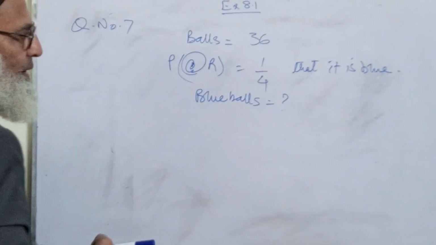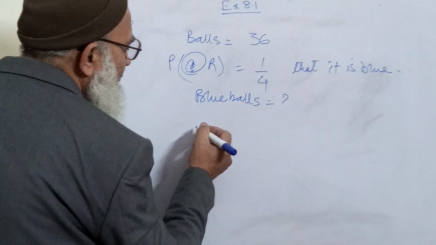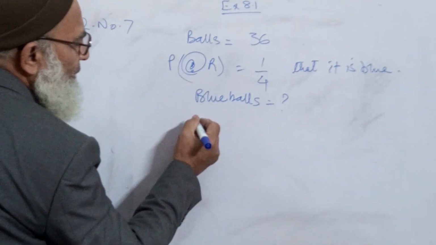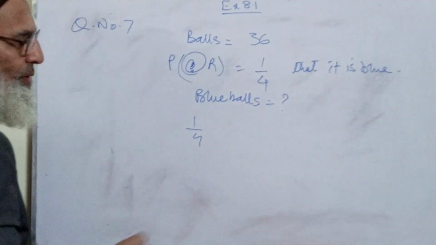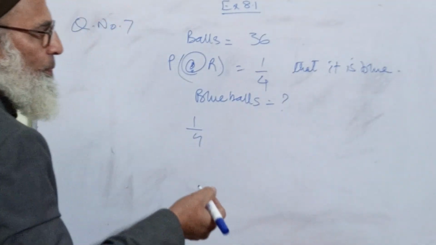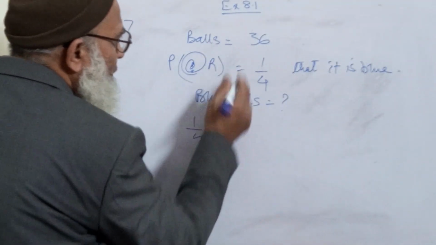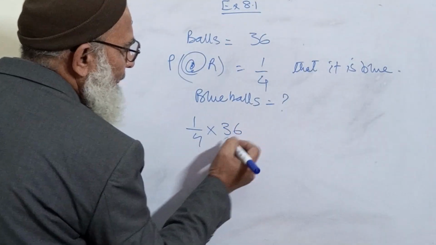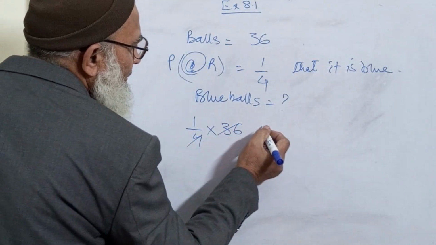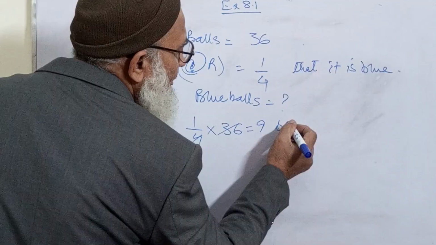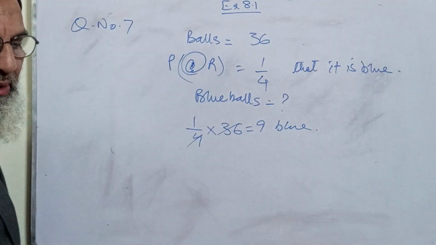So the probability remains this. Okay, it is very fine. So when you have the probability 1 by 4, what does it mean? The total number is given to you, just multiply it with this, it will become 3 times 9. 9 blue balls are there.